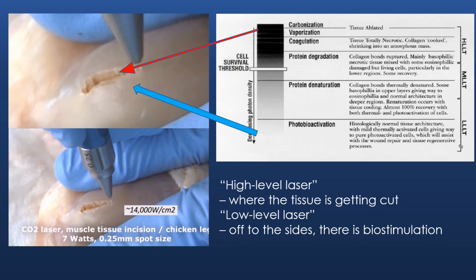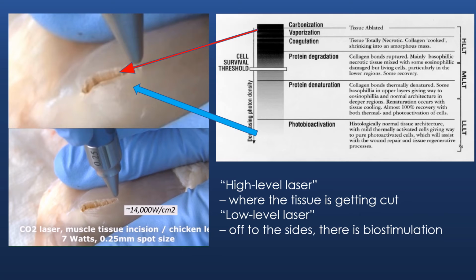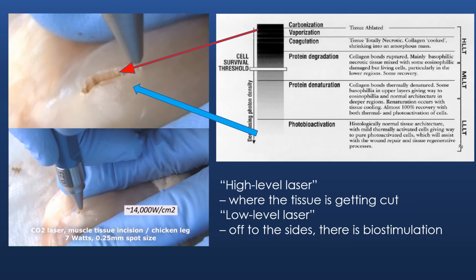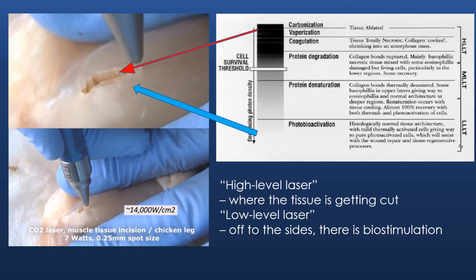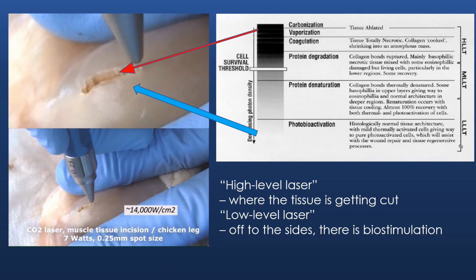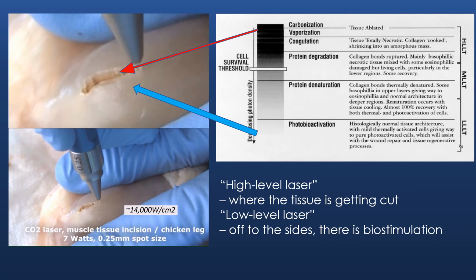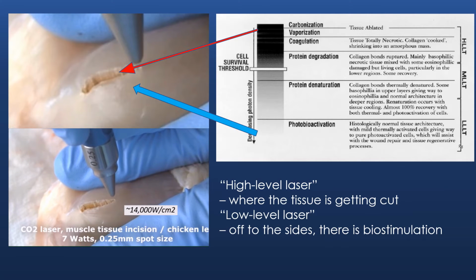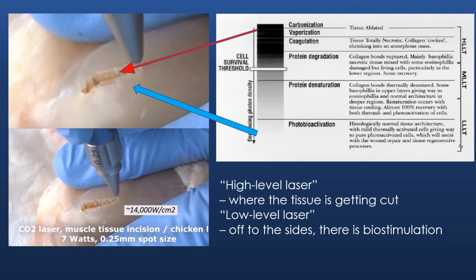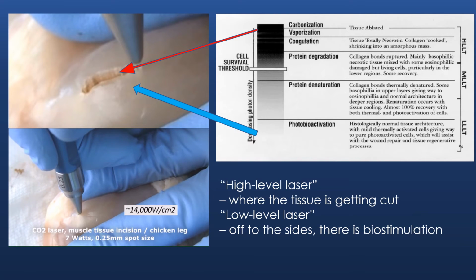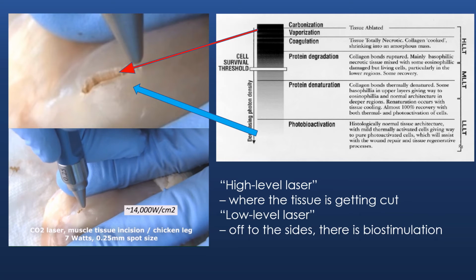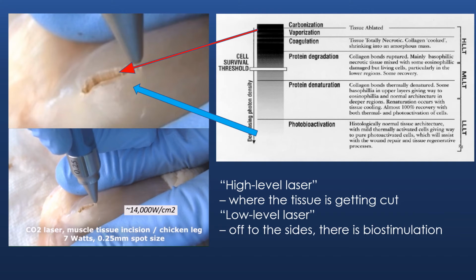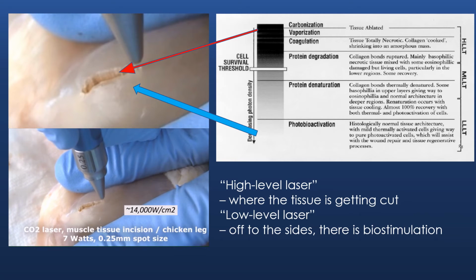Now, at right is a chart that shows the different laser tissue effects. In the area in the middle where the laser light is cutting the chicken tissue, indicated by the red arrow, that is where we have the areas of tissue ablation. Very high power densities, very high concentrations of laser light are cutting the tissue. By contrast, outside of that area of cutting is what was called low-level laser. It is off to the sides, and in those areas there is actually biostimulation.